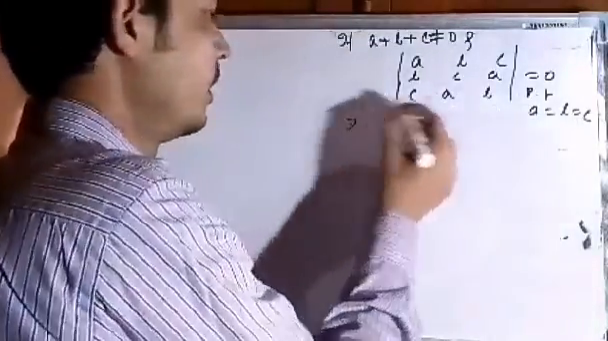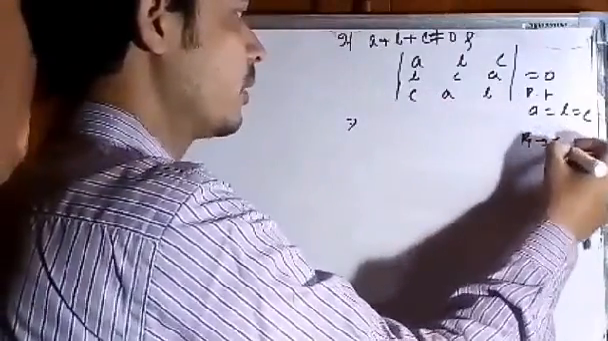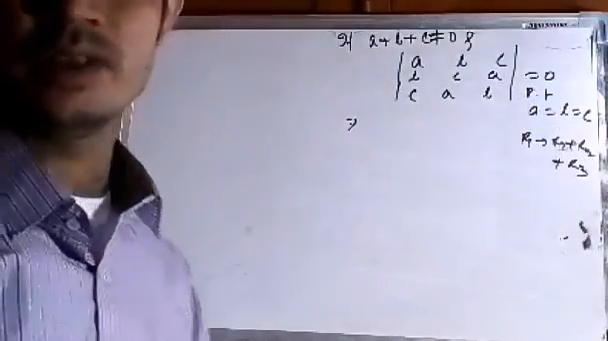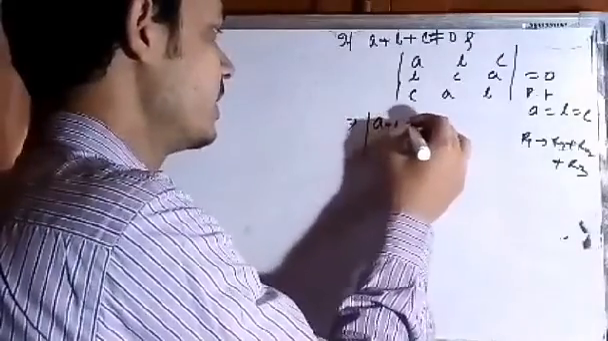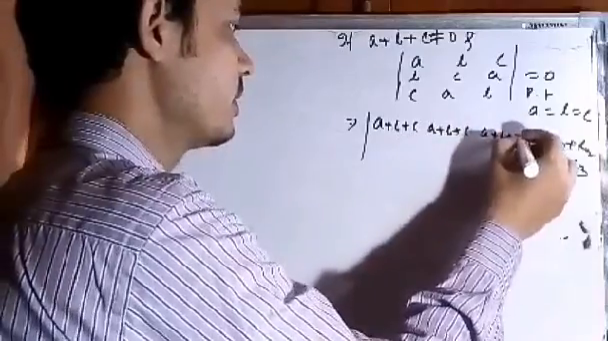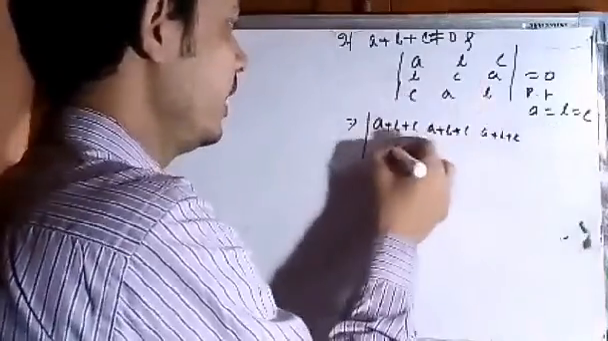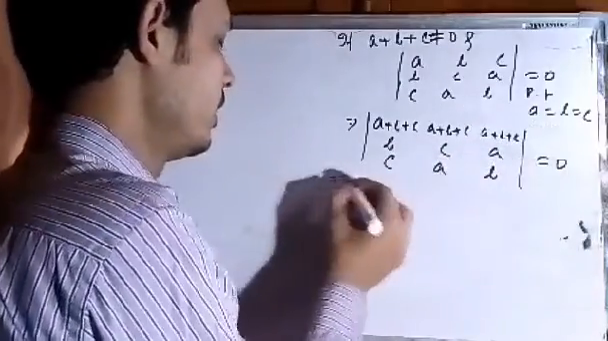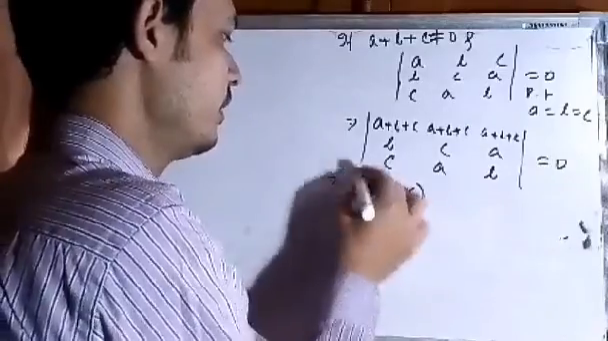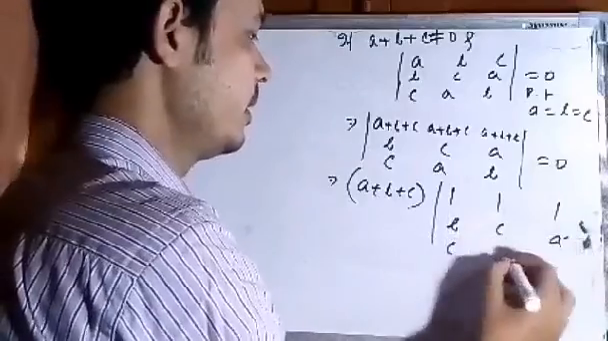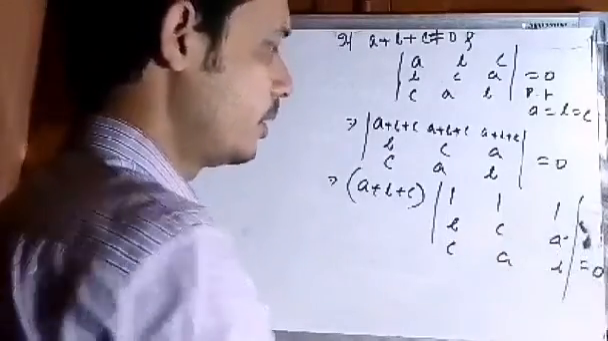So what we do: first we operate R1 going to R1 plus R2 plus R3. That is, we are going to add R1 with R2 and R3. So if we add, then we have a plus b plus c, a plus b plus c, and here also a plus b plus c. Then we have b, c, a, c, a, b, and this is equal to 0. So we can take a plus b plus c common out of the determinant. Then we have 1, 1, 1, b, c, a, c, a, b. This is equal to 0.